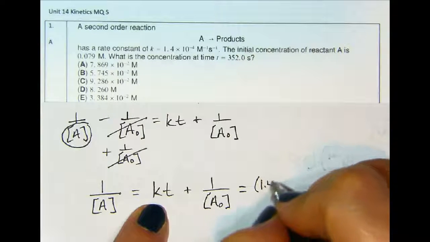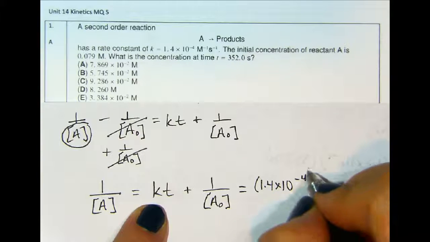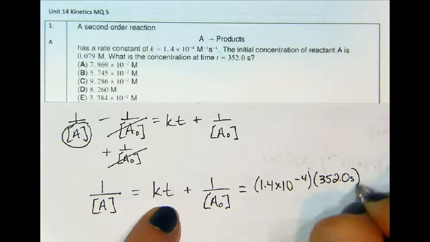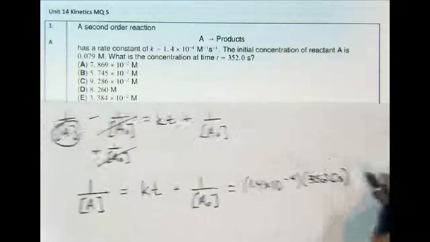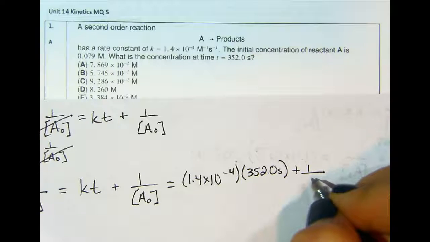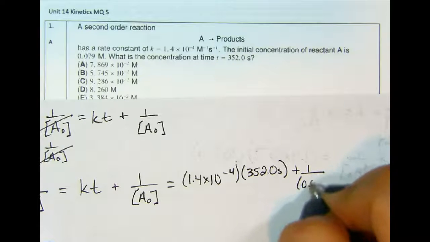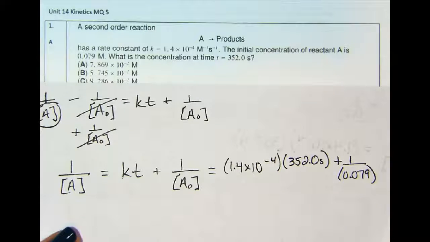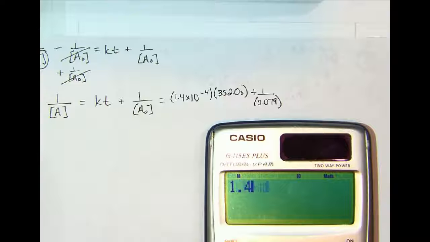k is 1.4 times 10 to the negative 4 times 352.0 seconds. And all of this will be plus 1 over the initial concentration, which is 0.079. And so let's see what we get when we plug this into our calculator. 1.4 times 10 to the negative 4 times 352 plus 1 divided by 0.079 equals. So we're going to get 12.7.